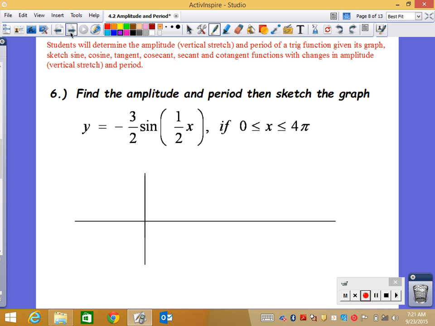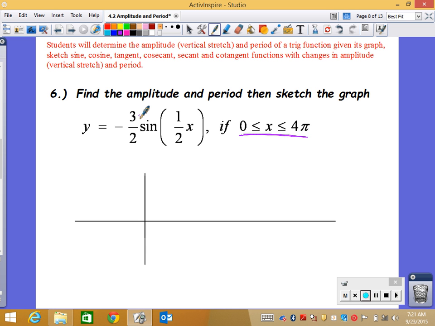So let's do one where we have everything together. We have an amplitude change, we have a period change, and we're going to draw this from 0 to 4 pi. So let's not get too anxious now. I'm going to pretend like this -3 over 2 isn't here right now. We're going to graph sine 1/2 x to go step by step.